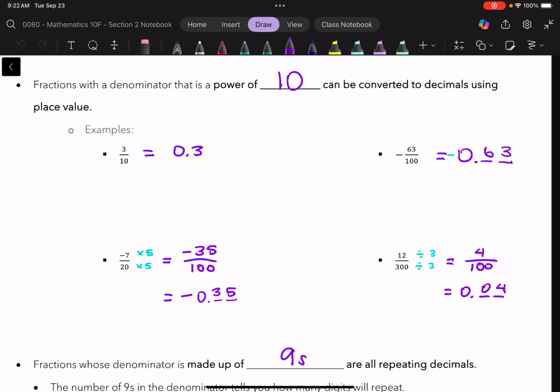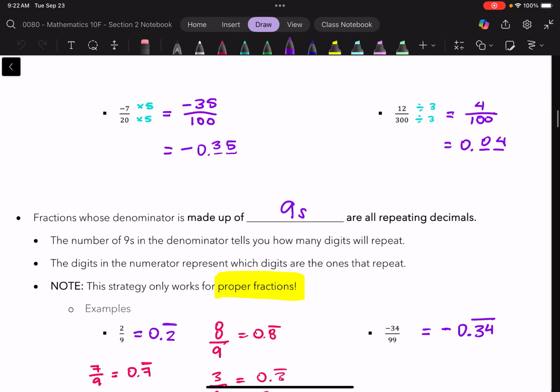Now, fun little fact, every single decimal that terminates, which means it does not repeat, it does not go on forever, can be converted back into a fraction using powers of 10. So this kind of same strategy, working backwards. We'll chit-chat about it, see what it looks like moving forward.